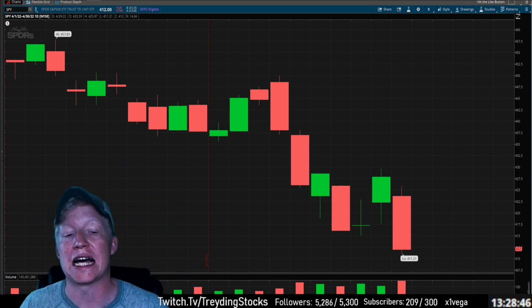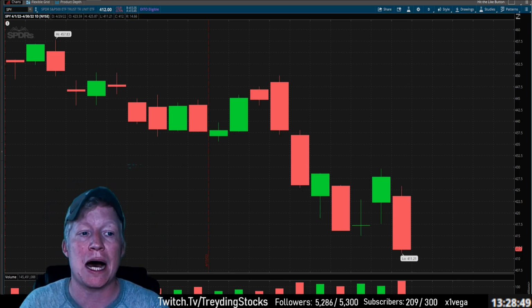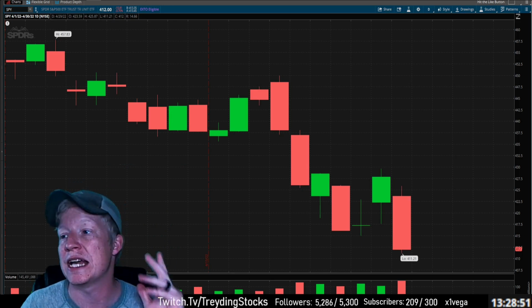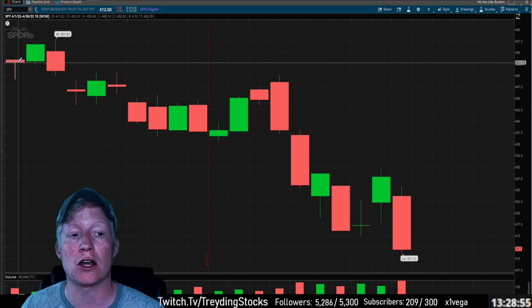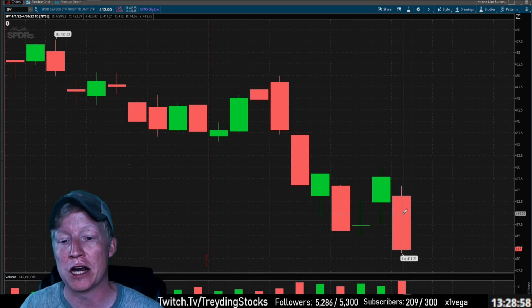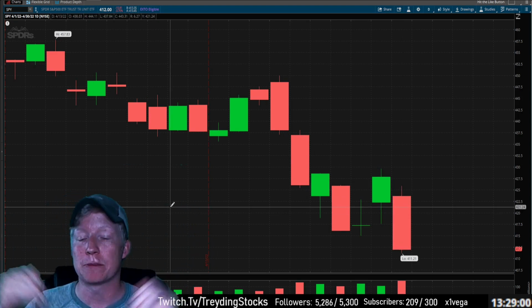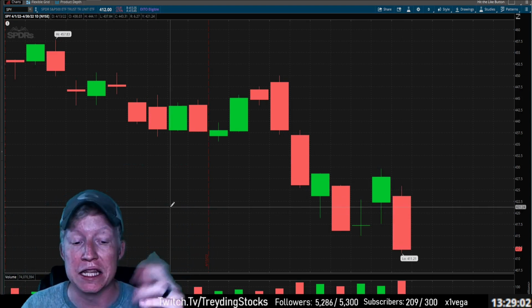So the chart I have set up behind me is obviously SPY. It is the S&P 500. It is the daily chart. So each one of these bars represents a day, and it's starting from April 1st and ending on April 29th. So you are looking at the performance of the S&P in the month of April.